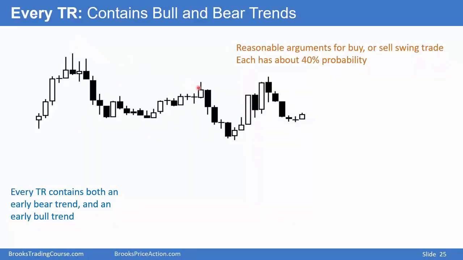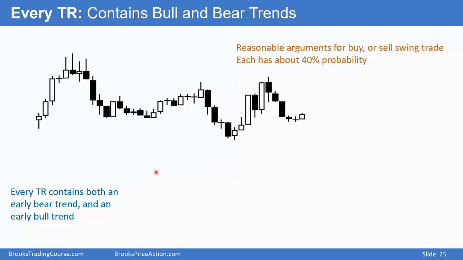Lower high here. Clearly, the early stages of a bear trend. However, you got a rally and two legs down, one pullback, two. It could be a high two pullback, high two bull flag, and a bull trend. Once the trading range goes on for 20 or more bars, the probability of a bull breakout is equal to the probability of a bear breakout.